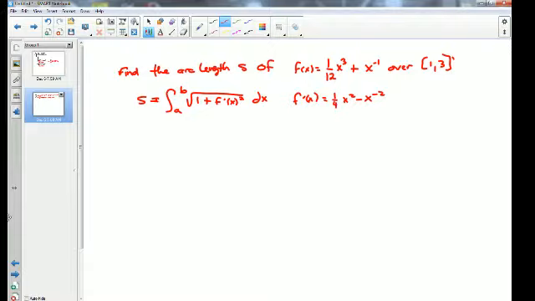Do you want to square that now or later? Because we have to square f of x. Well, it saves you a little bit of writing if you do it now.